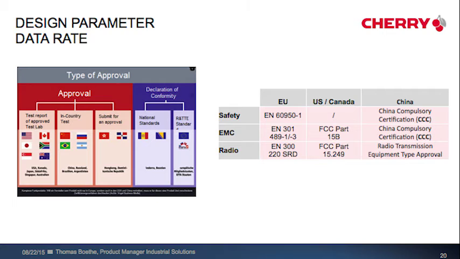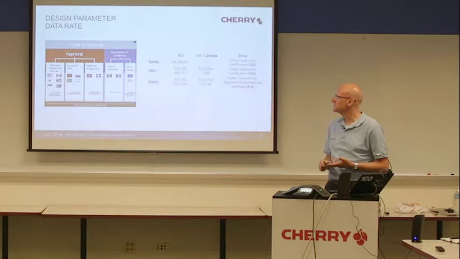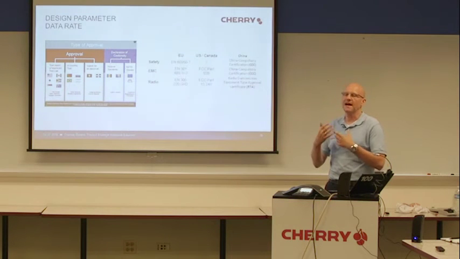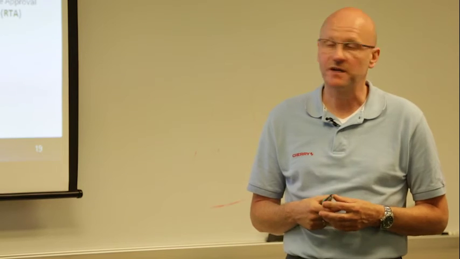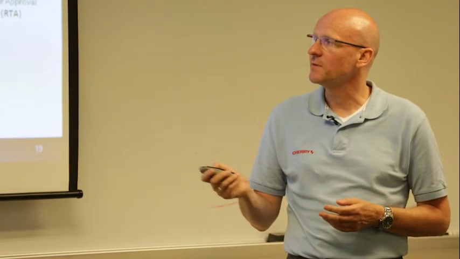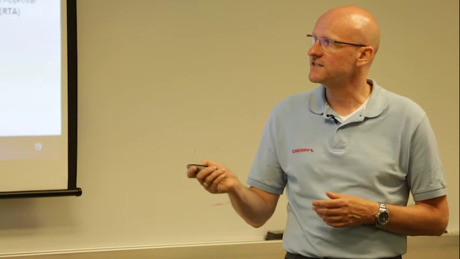On slide 19, you can see a short overview of the necessary approvals in Europe, in the US and Canada, and in China. So in different countries, you have to fulfill different regulations, and in every country, you have to do a different type of approval. In Europe, a declaration of conformity is necessary.